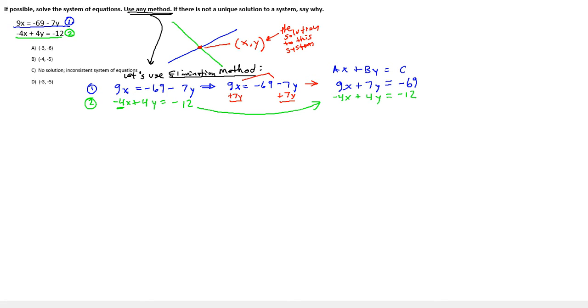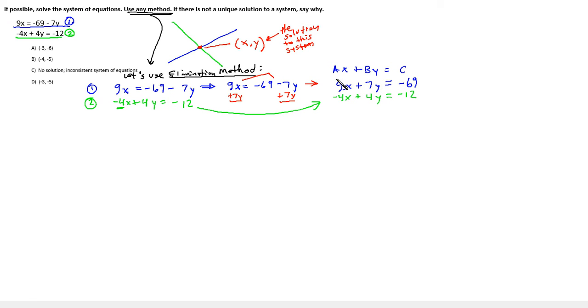Here's the elimination method, though. I want to eliminate either both of the x terms or both of the y terms by turning one of them into the opposite of the other in the other equation. So we're going to use either both x term coefficients or both y term coefficients. I'm going to target y because the 7 and 4 are a little smaller than 9 and 4. 9 is a bigger number than 7.